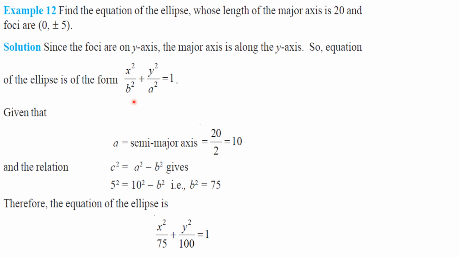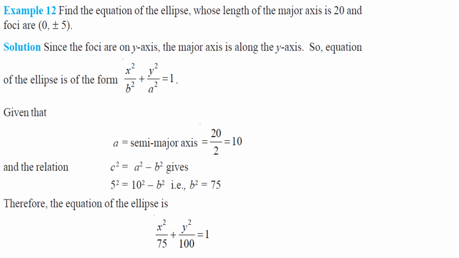We have to identify that point. It is a very, very important concept. Okay, my children? Right. Now come to the solution part. Since the foci are on the y-axis, the major axis is along the y-axis. So the equation of the ellipse is of the form x square by b square plus y square by a square is equal to 1. Understood this step.